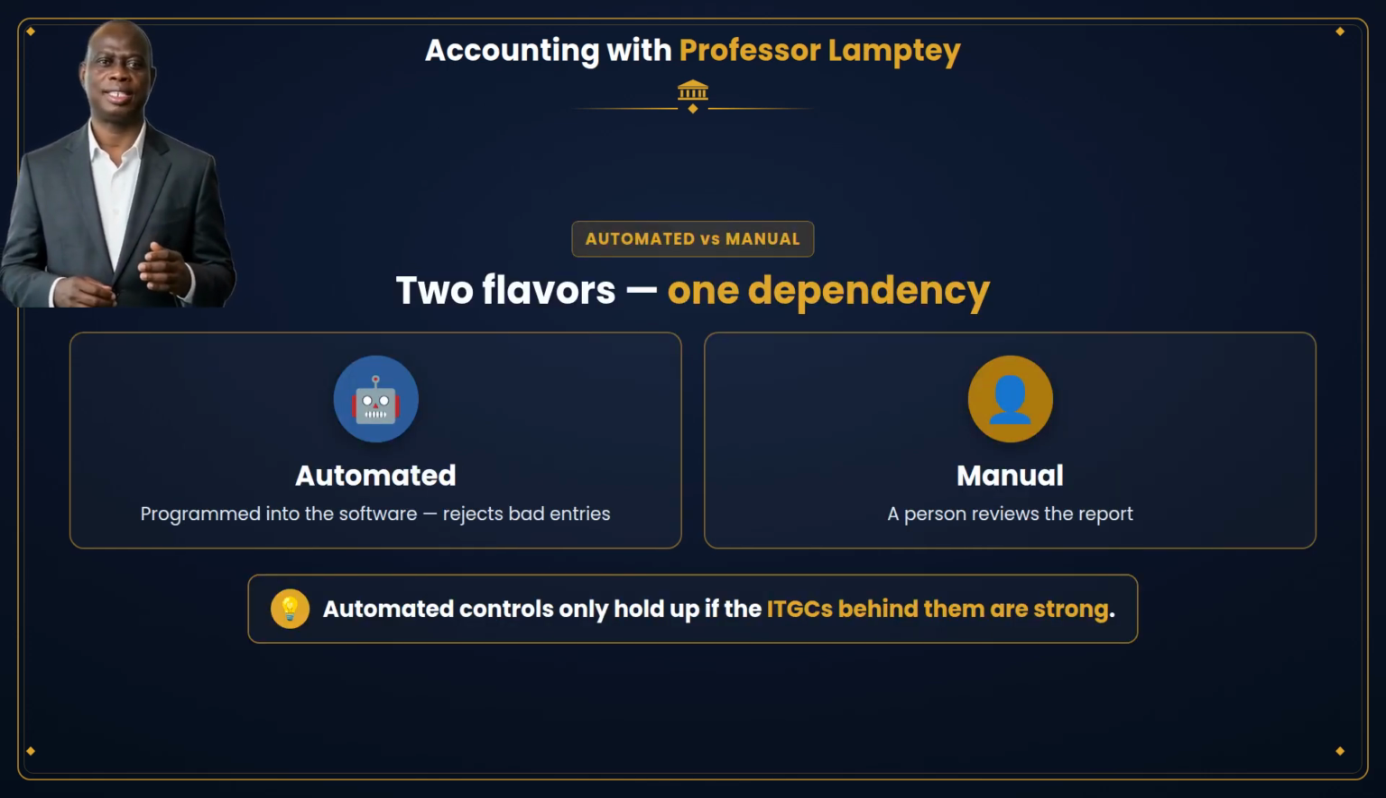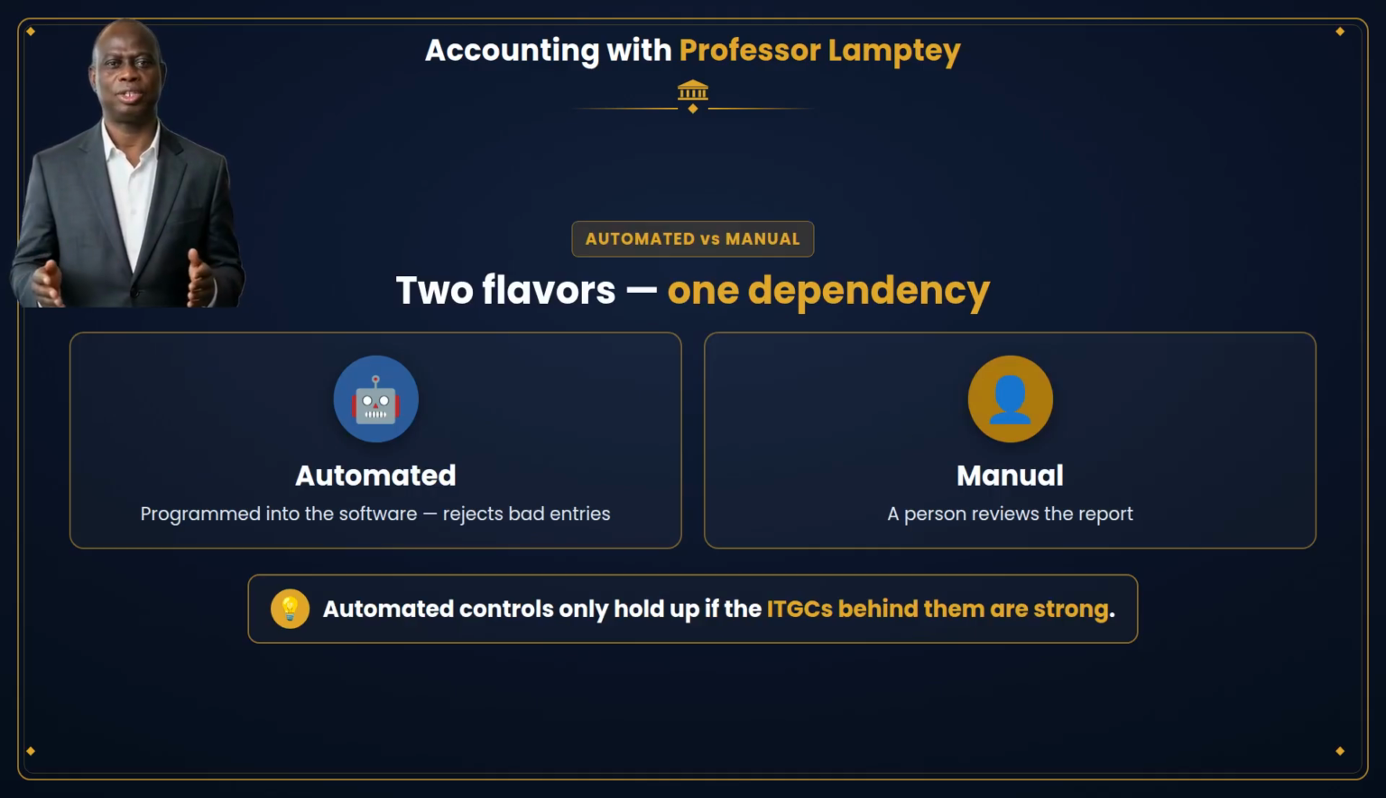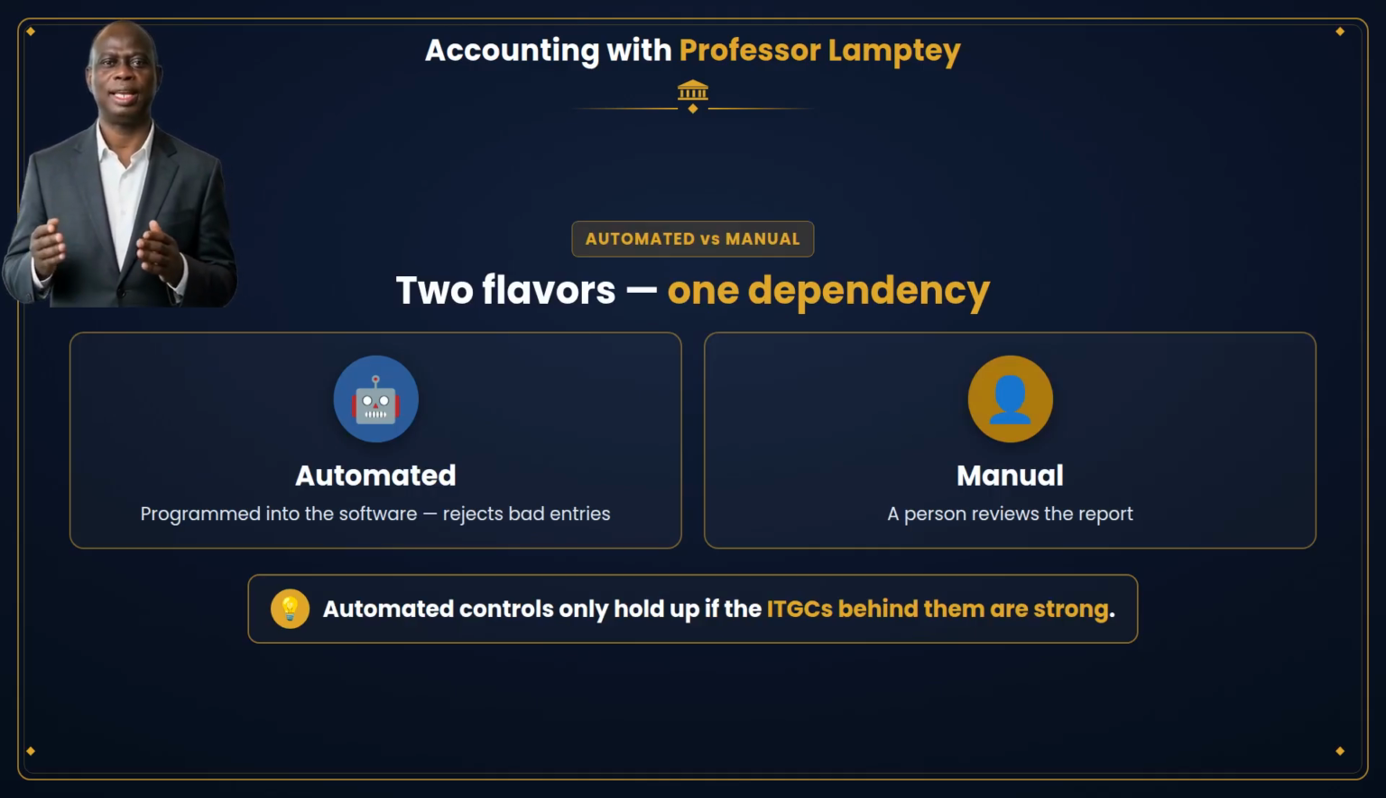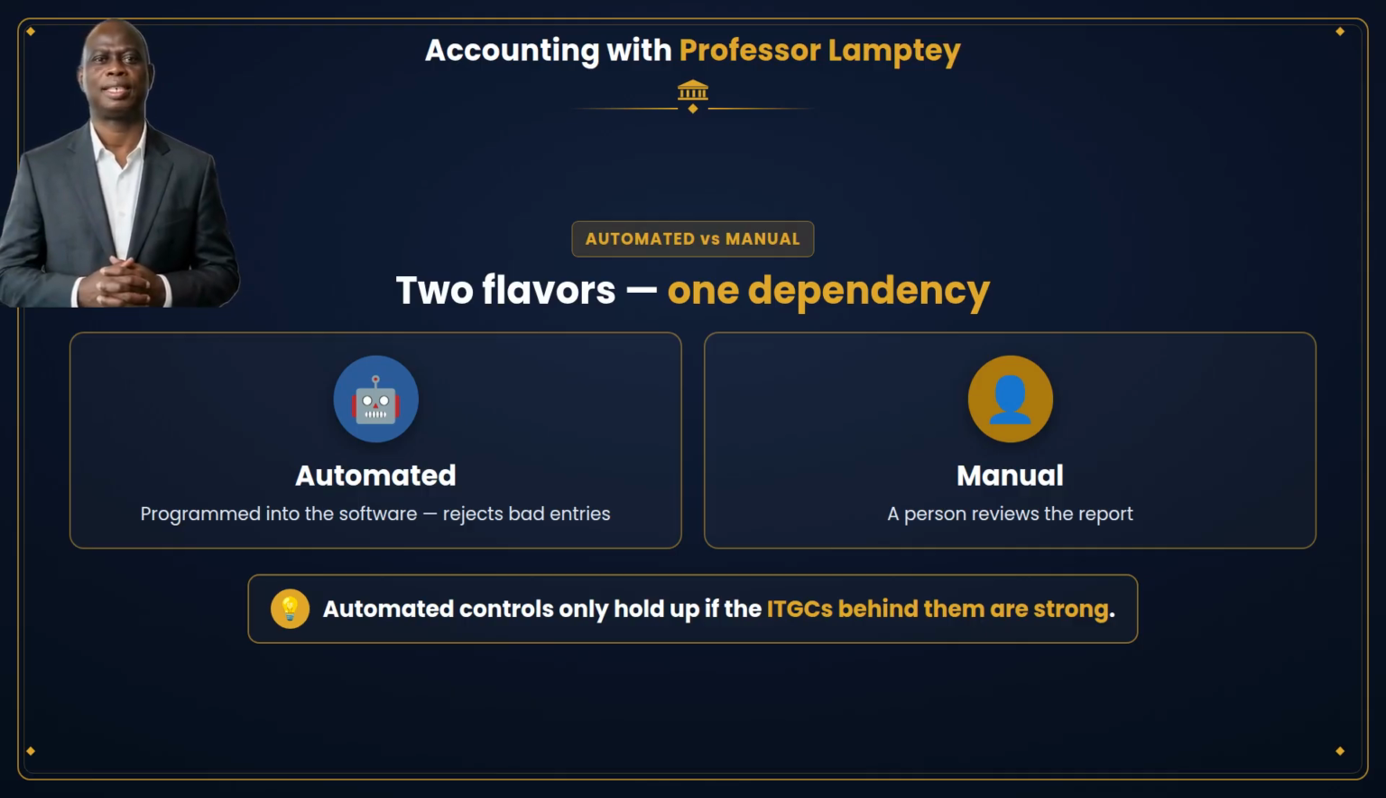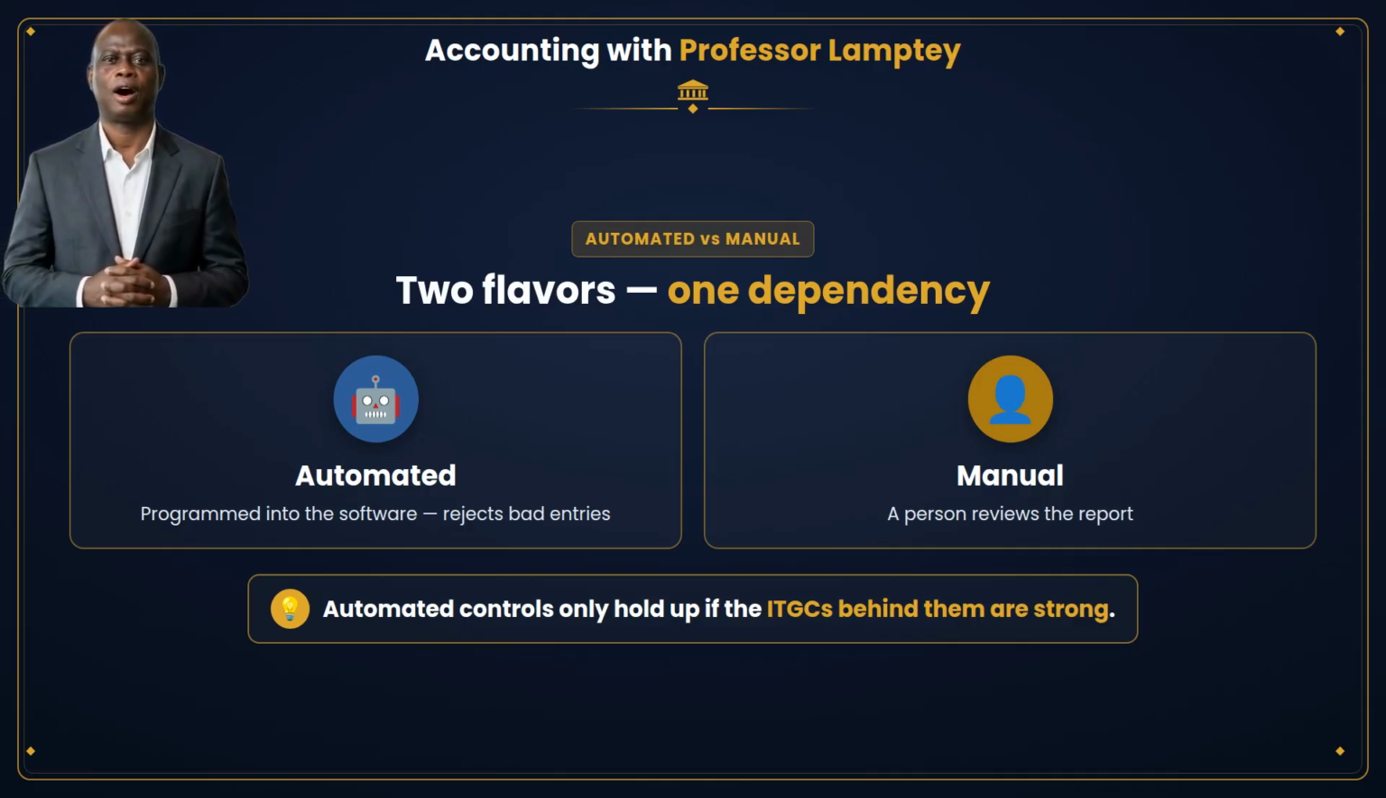One more distinction the exam loves. Application controls can be automated, programmed right into the software, like the edit check that rejected our bad amount, or manual, like a person reviewing the report. And here's where it connects to the last video. An automated application control is only as trustworthy as the general controls around it. If change management is weak and someone can rewrite the program, that automated control can be quietly switched off. That's why auditors test the ITGCs first. The two families work together.